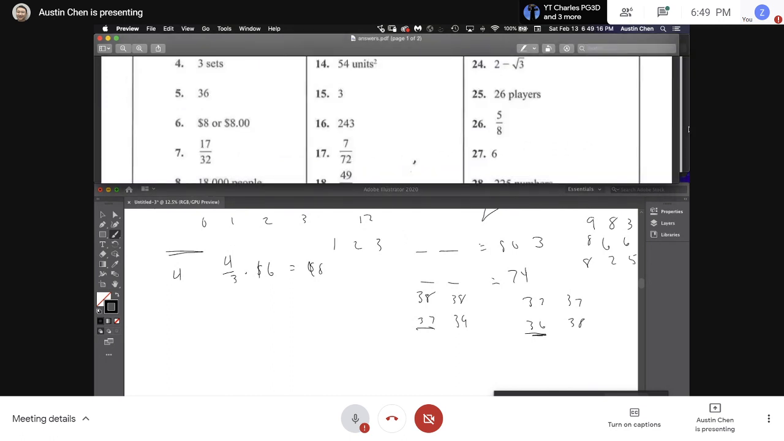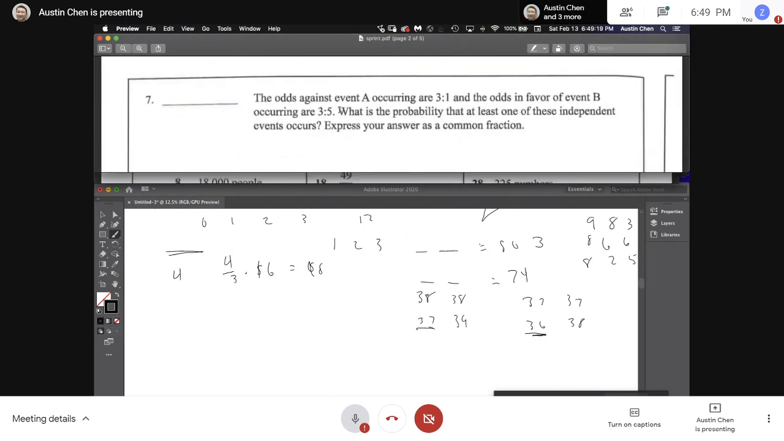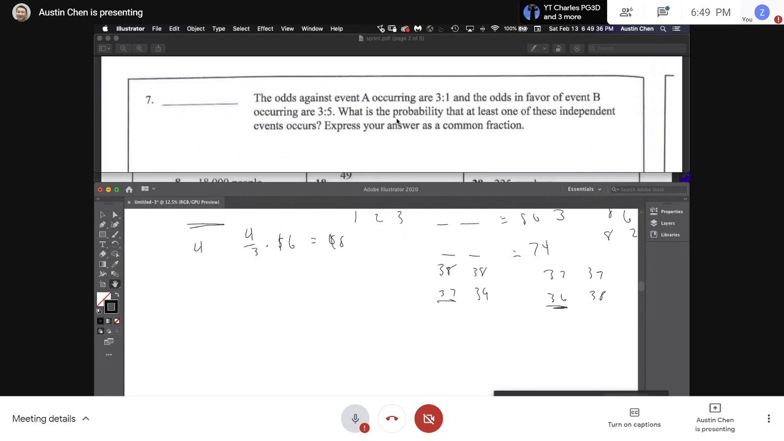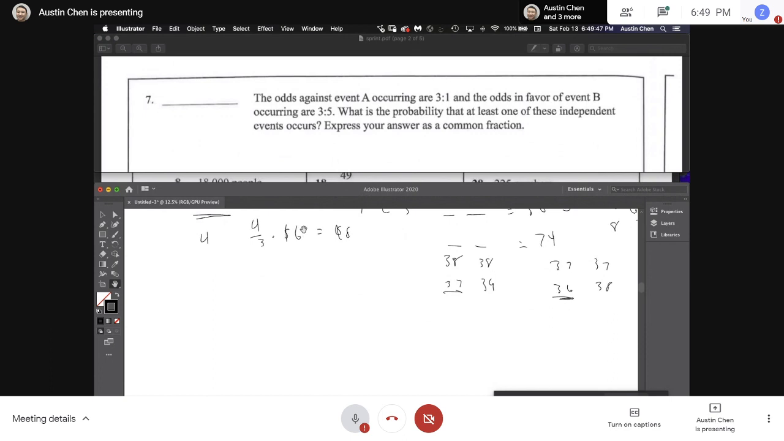Okay. Number 7, the odds against event A occurring are 3 to 1, and the odds in favor of event B occurring are 3 to 5. What is the probability that at least one of these independent events occurs? Express your answer as a common fraction. Okay. So we have the odds of A and B occurring, but we want to put this into a probability fraction because that's just easier to work with, right?